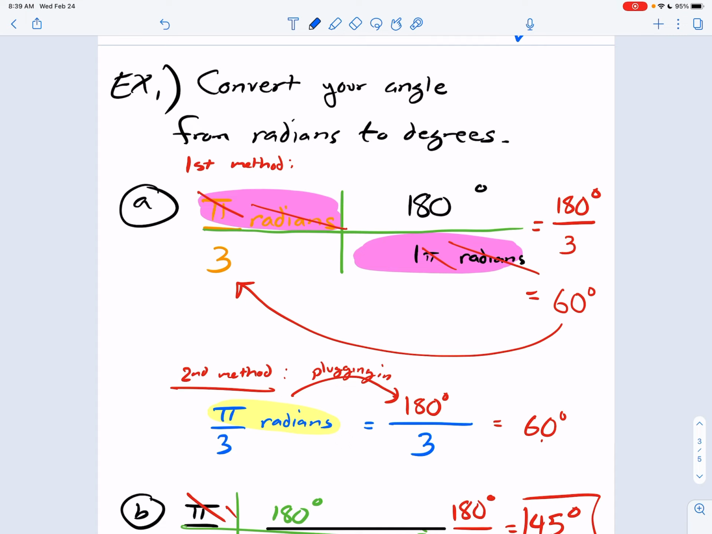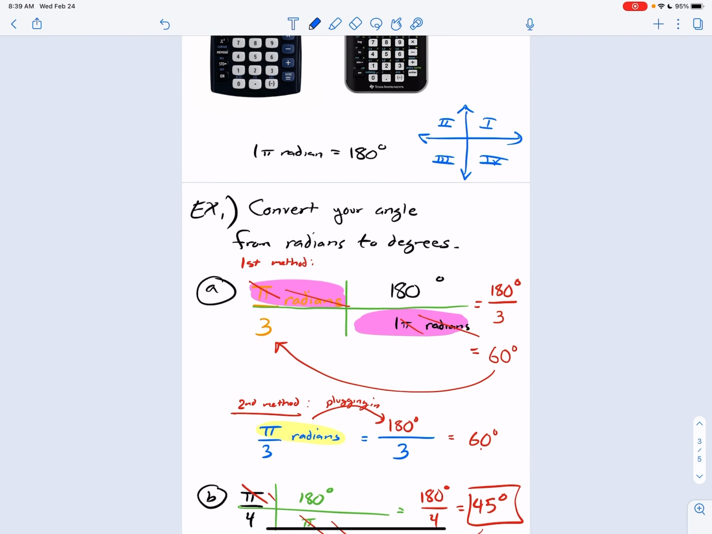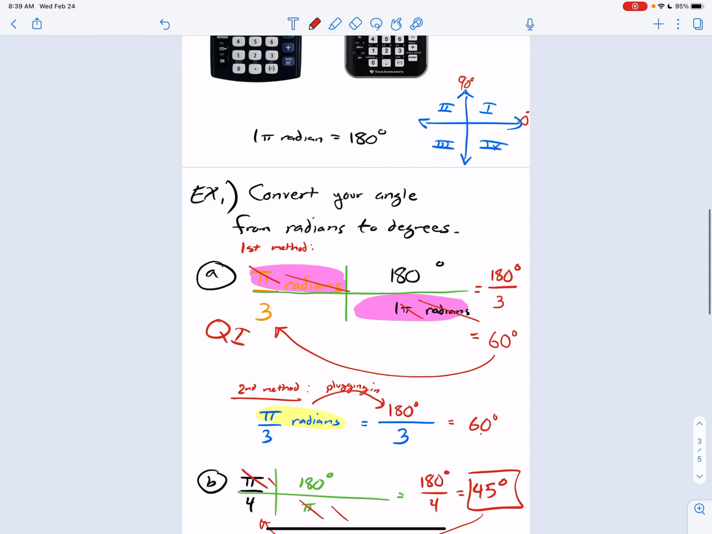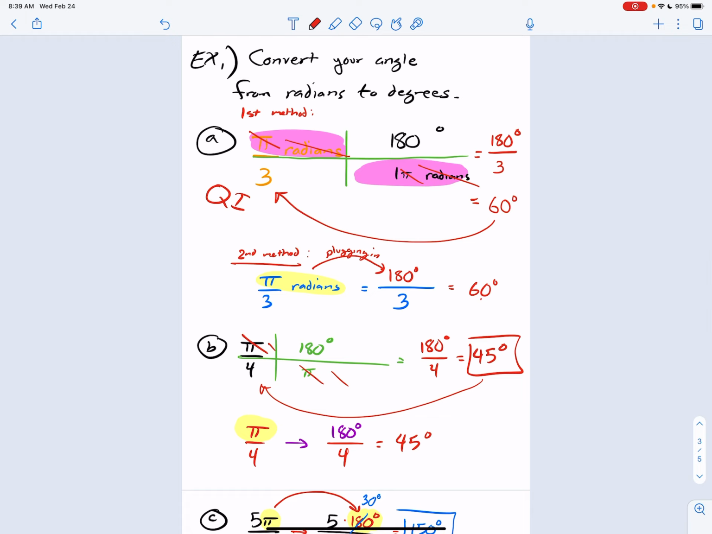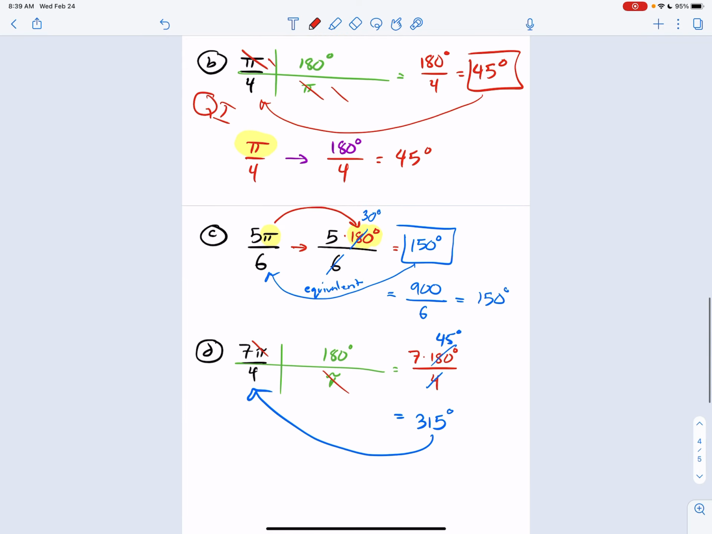So we know that pi over 3 is the same thing as 60 degrees. And I know 60 degrees is somewhere in between 0 and 90 because we go counterclockwise. So that means that in part A, this is really quadrant 1. Okay. Pi over 4 turned out to be 45 degrees, and 45 is also in quadrant 1. All right. 5 pi over 6.